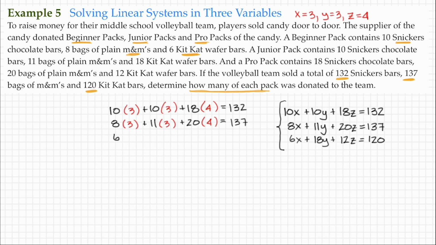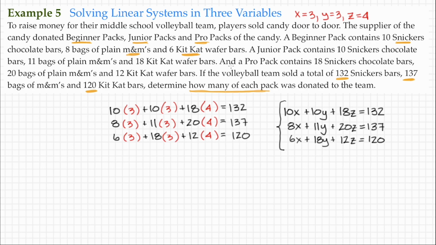We have 6 times x, again, which is 3, plus 18 times y, and y again is 3, plus 12 times 4. And that should all equal 120. 6 times 3 is 18. 18 times 3 is 54. And 12 times 4 is 48. Add them all up, and it does equal 120.